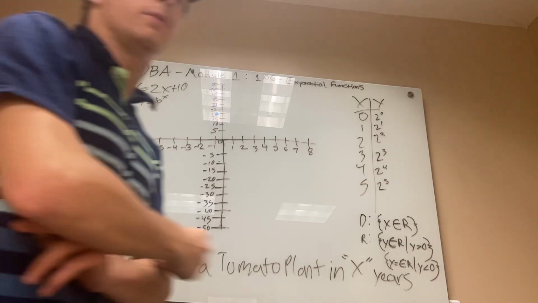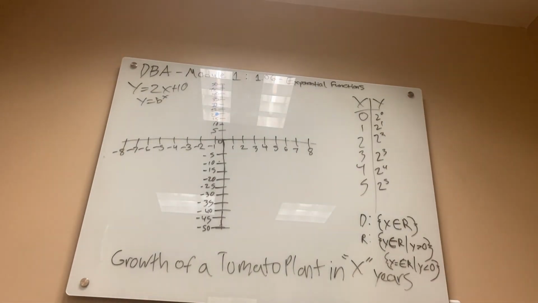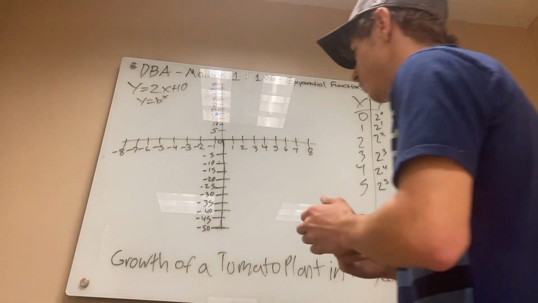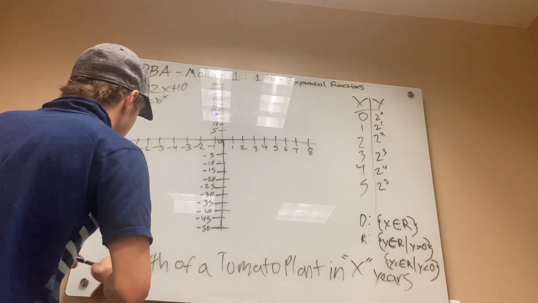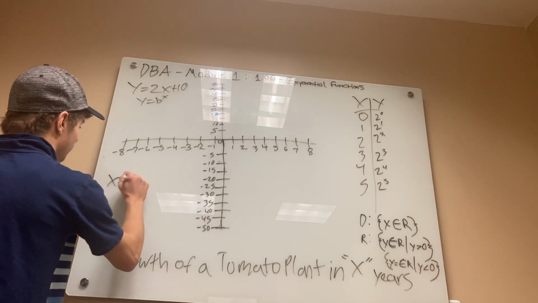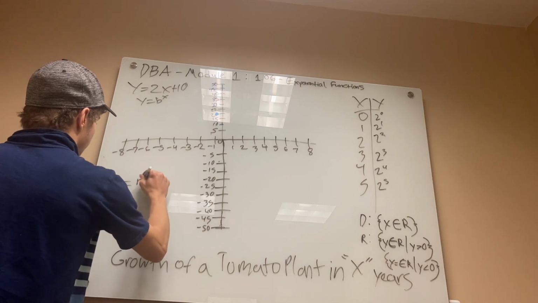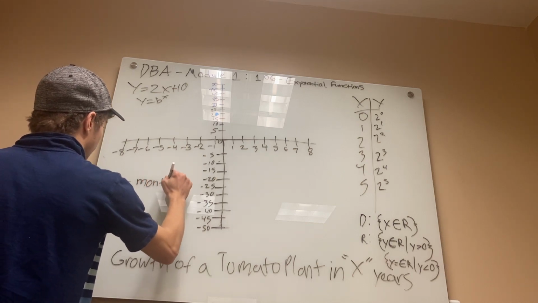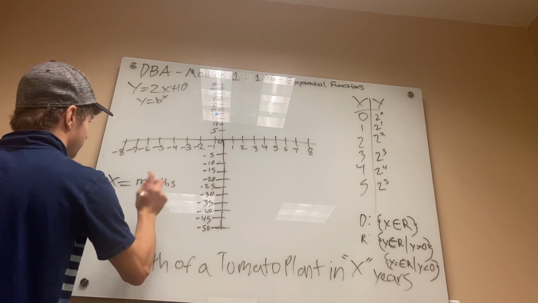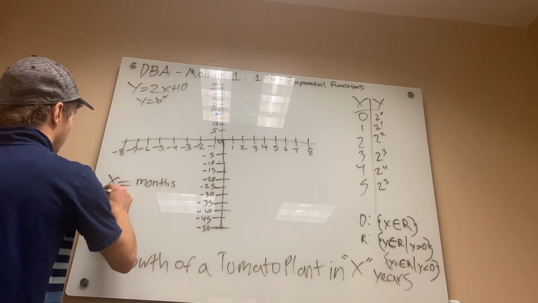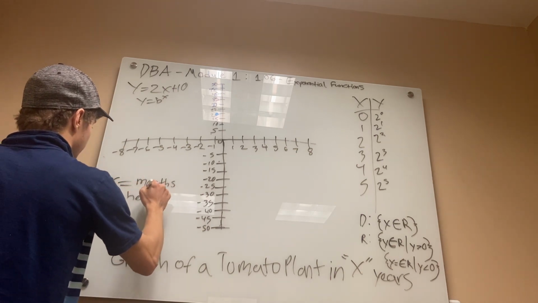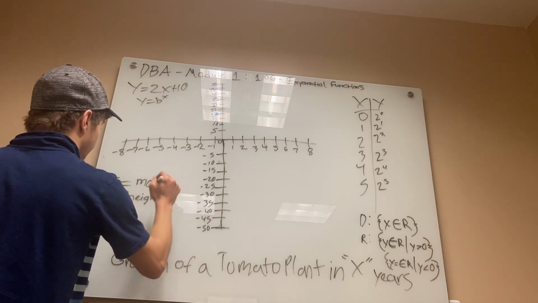Before we begin, let's define our variables. So x would equal months, or years, something like that. I'm just going to say months. And then y would equal the height of the tomato plant.